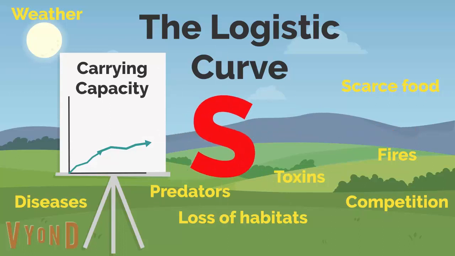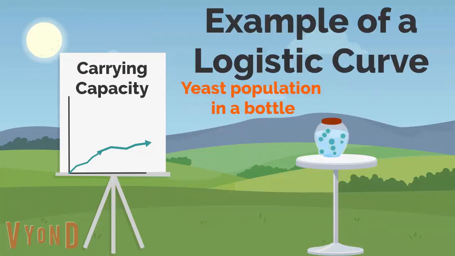Establishment of carrying capacity is called a logistic curve, also known as an S-curve. A good example of a logistic curve is a yeast population. If you put yeast, sugar, and warm water into a bottle, the yeast will begin to grow in population size exponentially. However, after a while, the sugar will eventually run out as overpopulation takes place.